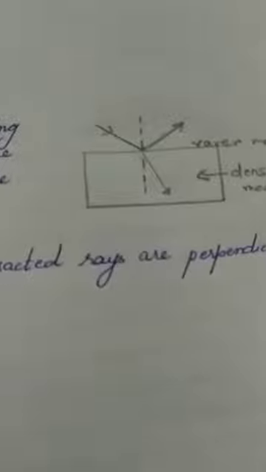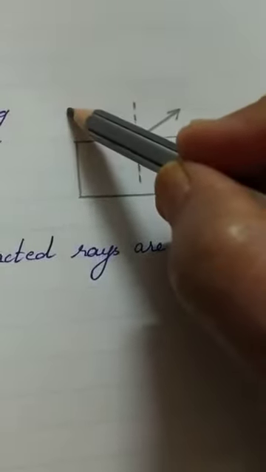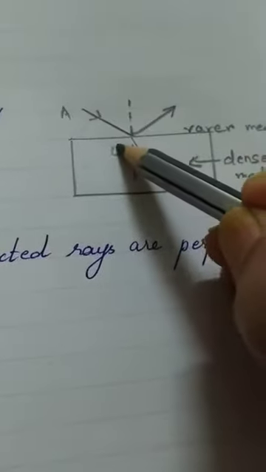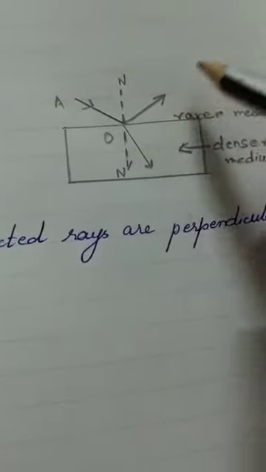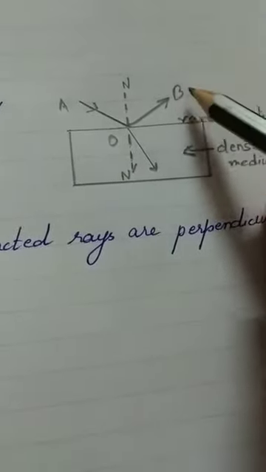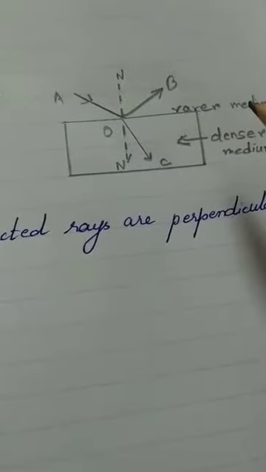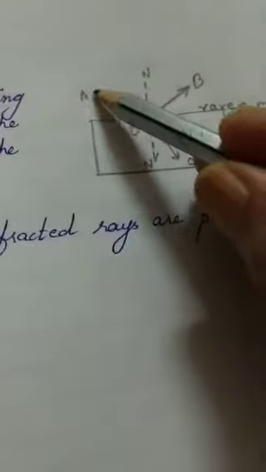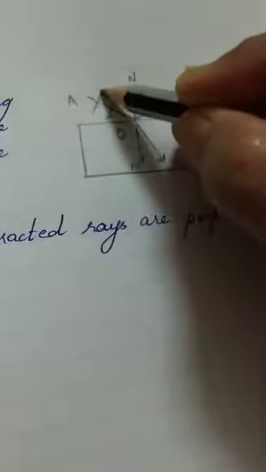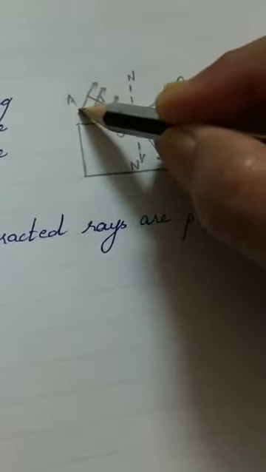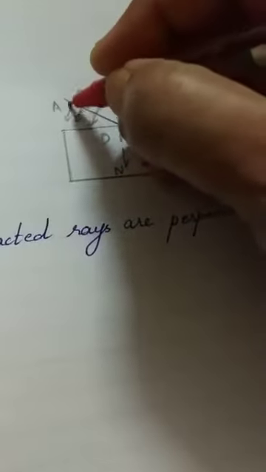Now let us look at this diagram. This is, say, A, this is O, this is the normal NN dash, this is the reflected ray OB and the refracted ray OC. Now this AO incident ray is the unpolarized light, which we represent by the arrows and the dots.